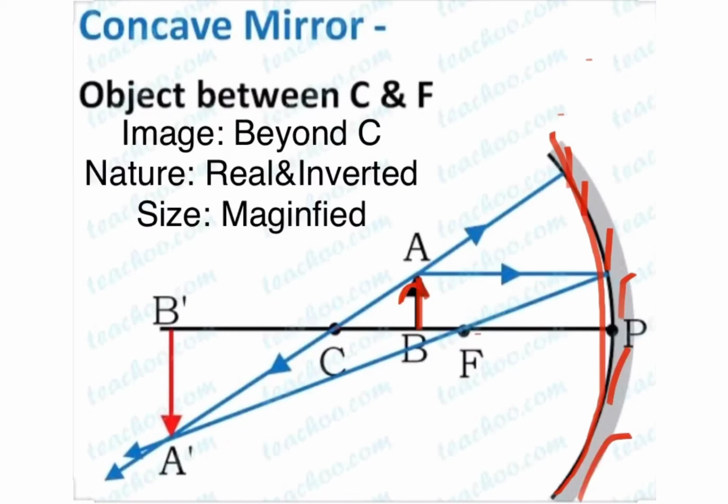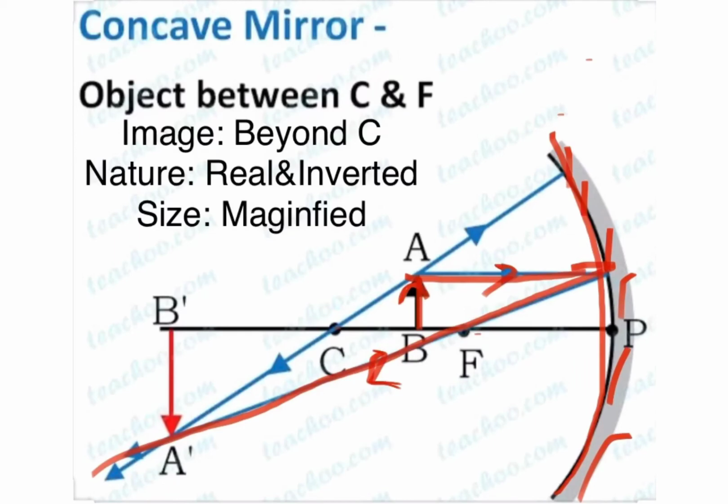Now we will consider two rays from point A of the object. The first ray, which is parallel to the principal axis, and you know that after reflection it passes through F. So this is your incident ray and this is your reflected ray.